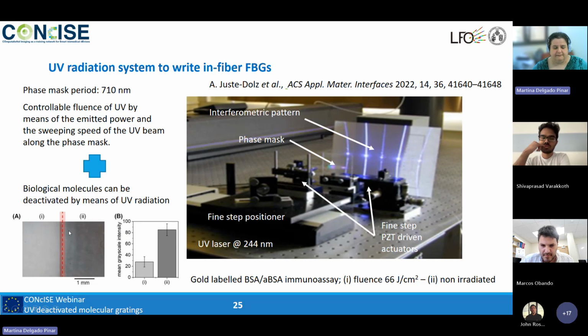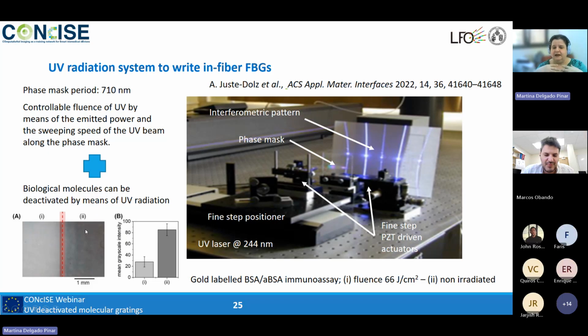We tried if we were able to deactivate the molecules, and here in figure A you have the example. The left part was illuminated by a fluence of UV light. The right part was not, and then the right part is darker because the BSA molecules are binding with the anti-BSA gold label molecules.